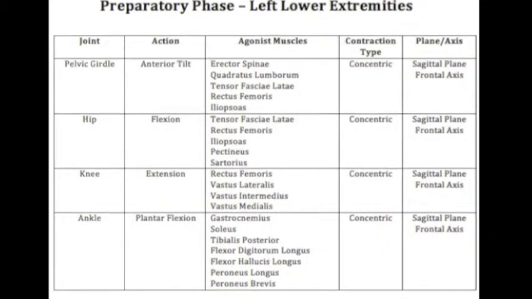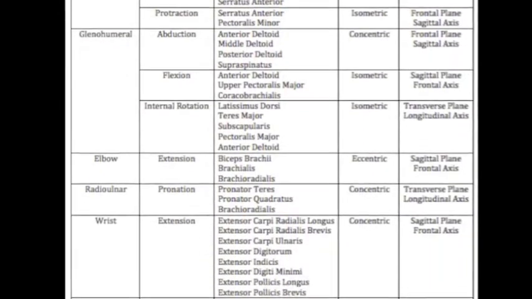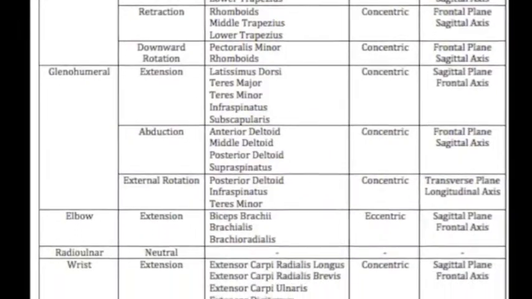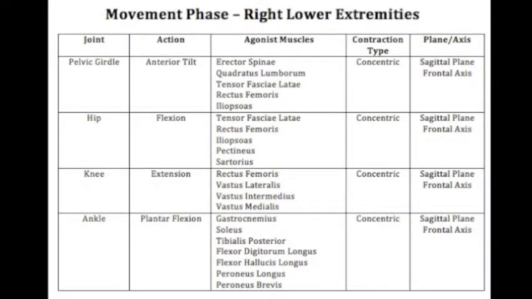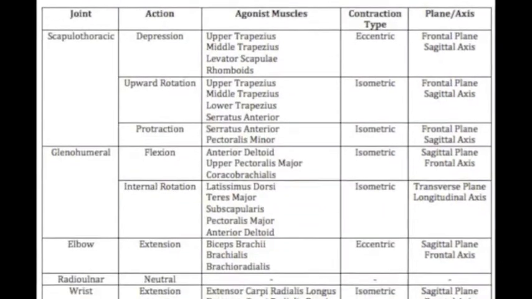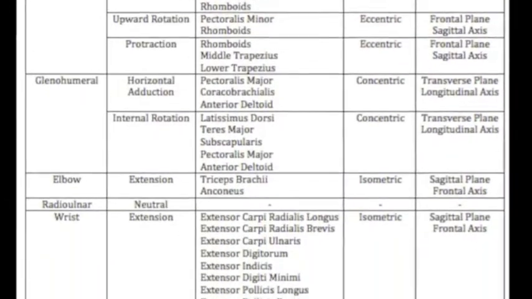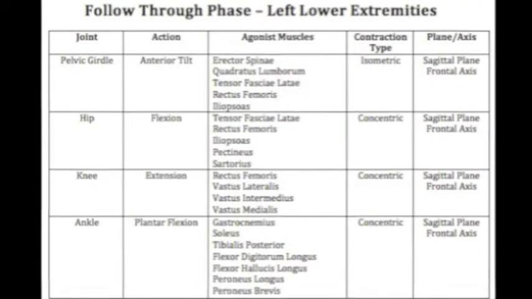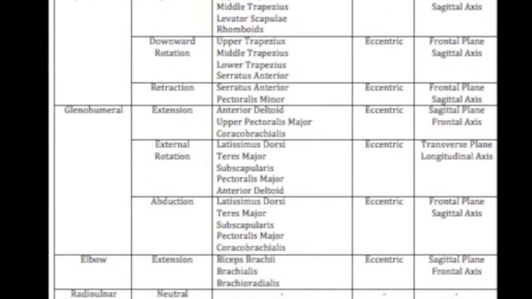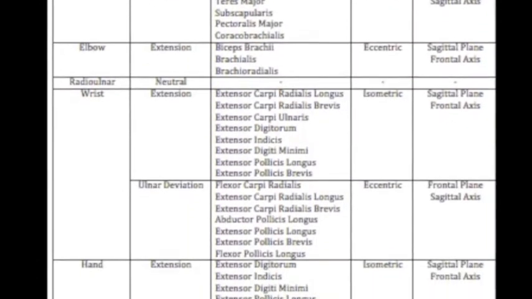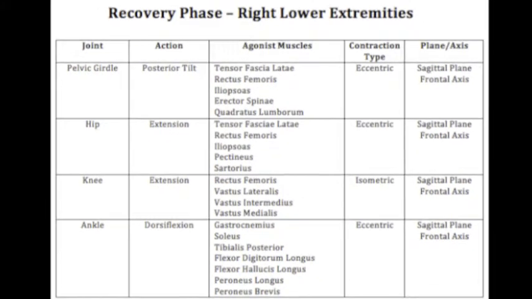The actions of supination and pronation at the radio-ulnar joint and internal and external rotation at the glenohumeral joint are the main actions using the transverse plane along the longitudinal axis. Any action requiring flexion and extension, as well as the posterior and anterior tilt at the pelvic girdle, use the sagittal plane along the frontal axis. The frontal plane along the sagittal axis is used during any abduction or adduction, as well as various scapulothoracic actions, including elevation and depression, upward rotation and downward rotation, and protraction and retraction.